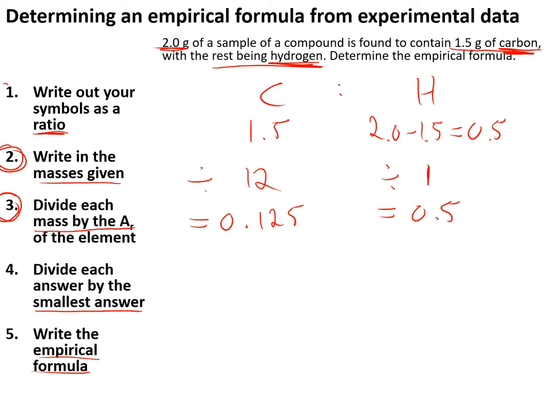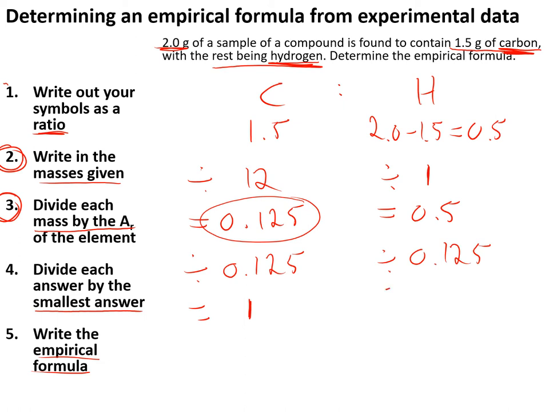Okay, now it says divide each answer by the smallest answer. The smallest answer is 0.125. So if we divide that by 0.125, we're going to get 1. And if we divide 0.5 by 0.125, we will get 4. So what that tells us is that in this compound, for every 1 carbon, there are four hydrogens. So our empirical formula becomes CH4.